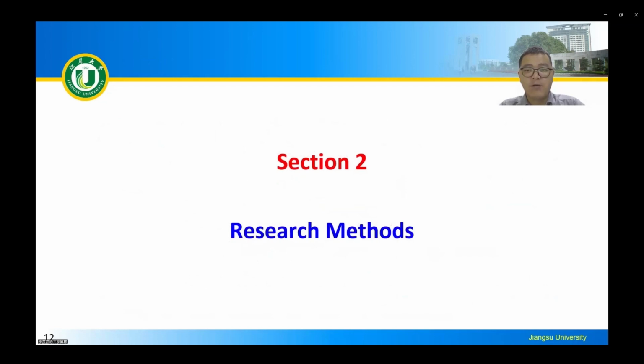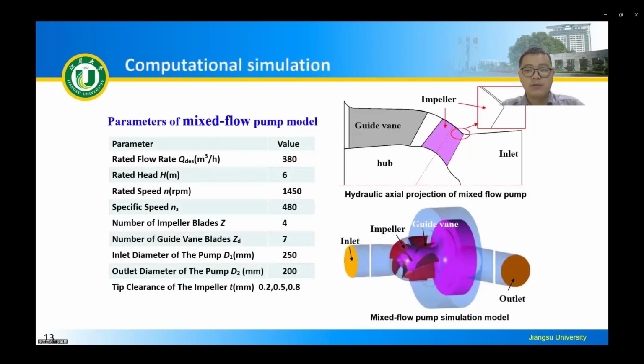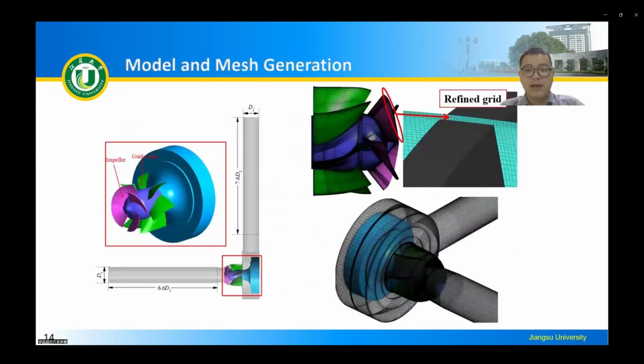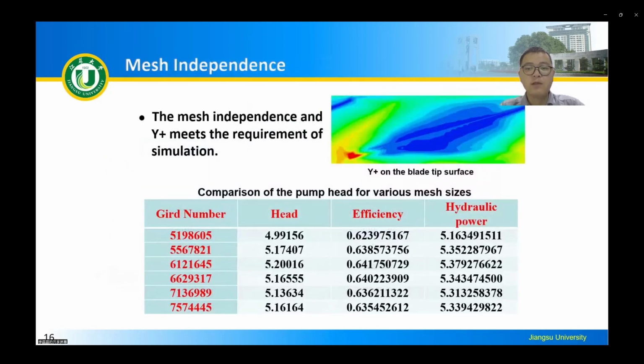In the second section, I will mainly discuss the research methods. In the current research, we adopt numerical calculation, and the above table shows the parameters of the mixed flow pump. As you can see from the pictures, we use the hexahedral mesh for the whole domain of the mixed flow pump. We select the boundary conditions and the turbulence models as shown in this table. We also test the grid independence and the boundary layer Y+ distribution.